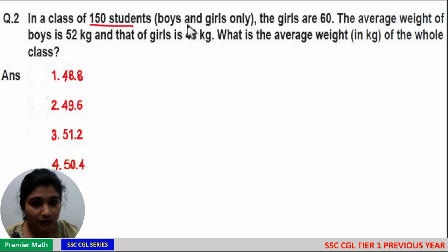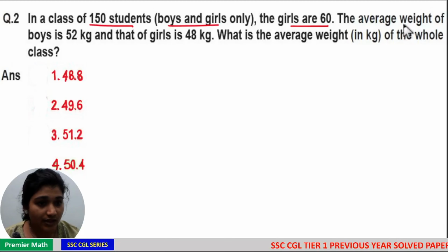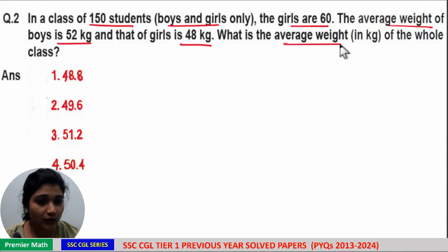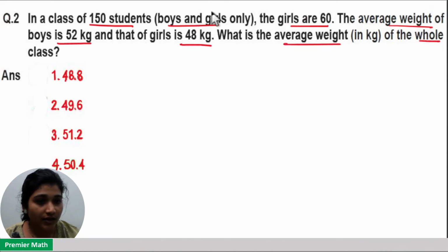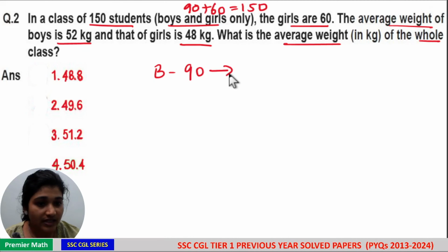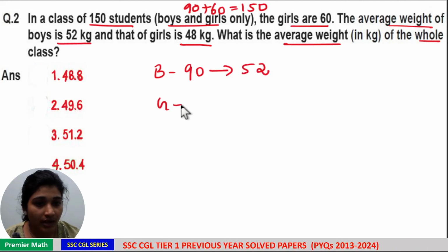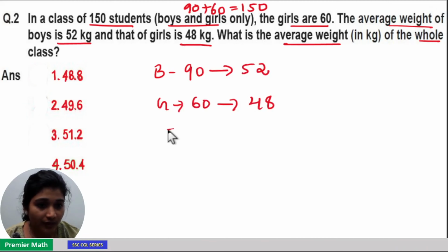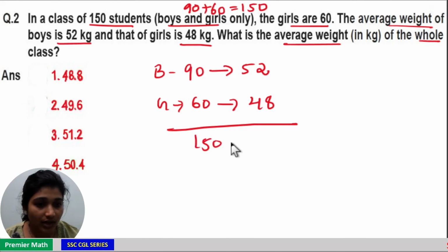In a class of 150 students, boys and girls, girls are 60. The average weight of boys is 52 kg and that of girls is 48 kg. What is the average weight of the whole class? Here girls are 60 means boys are 90. 90 plus 60 is total 150 students. Now, for boys, average is 52 kg, that is, the average weight of these 90 boys is 52 kg. And the average weight of the 60 girls is 48 kg. Now we have to find out the total average, that is the class average weight of these 150 people.